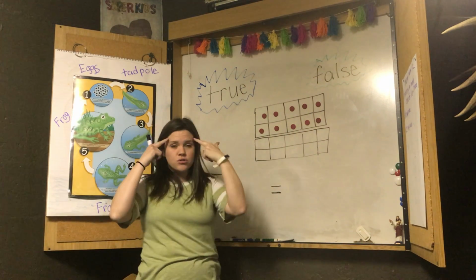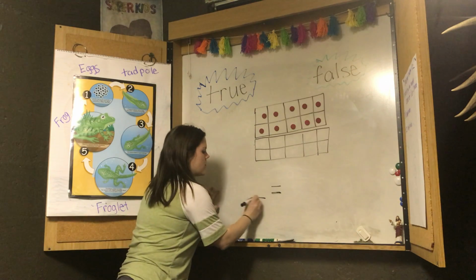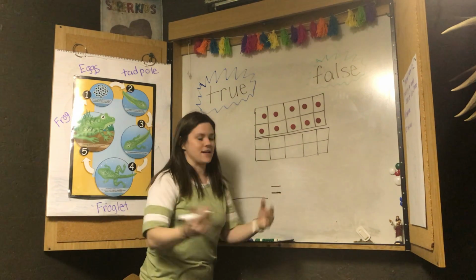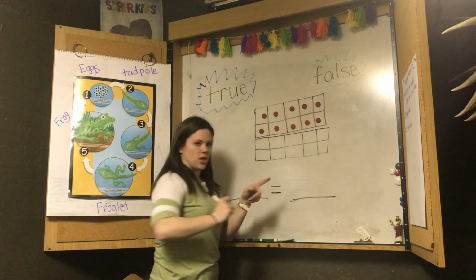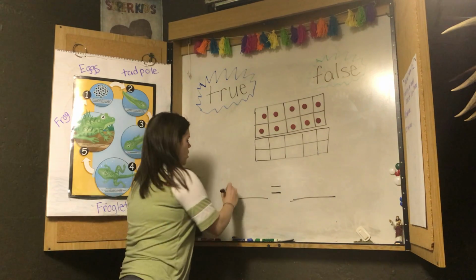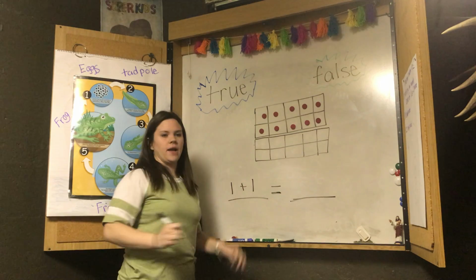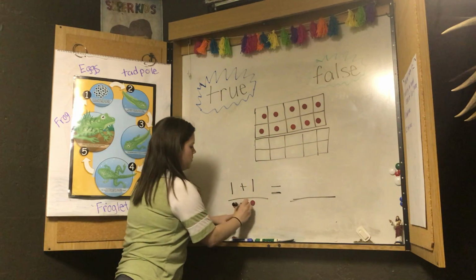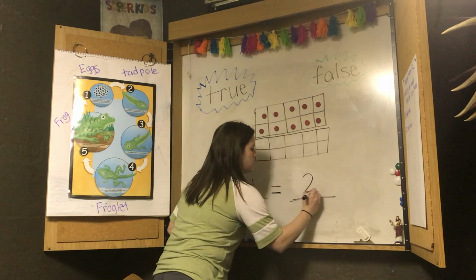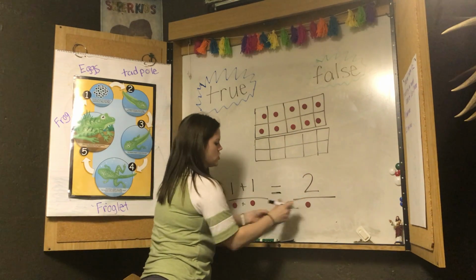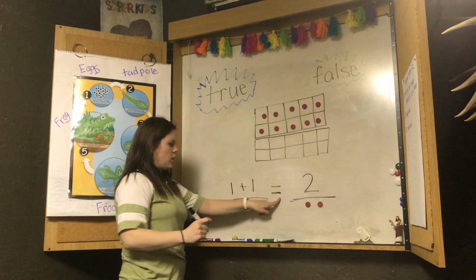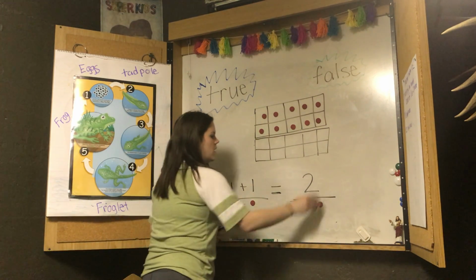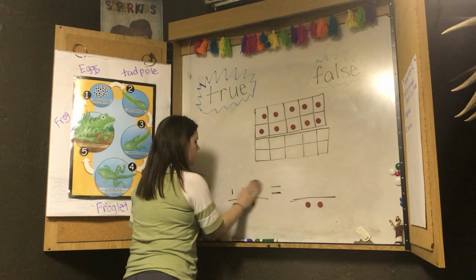This equal sign, so important, tells us that this side of the equation is equal or the same as this side of the equation, right? So let's try. 1 plus 1, let's use my counters here. 1 and 1 equals 2. I'm going to show I have 2 counters here. Is that equal to 2 counters here? It absolutely is.